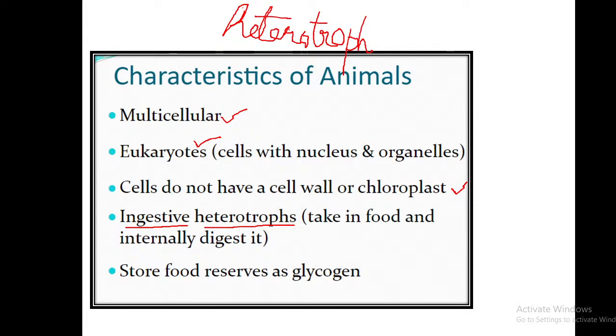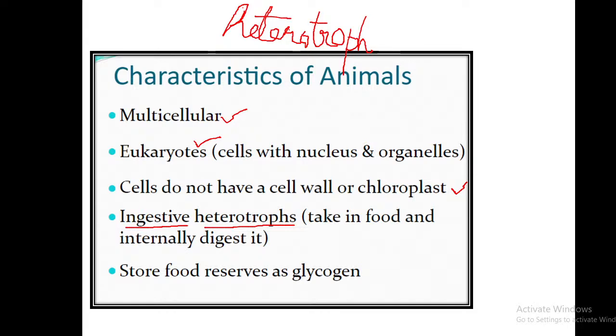നോട്ട് ഓൺലി പ്ലാന്റ്സ് കേട്ടോ. Not only plants. Heterotrophs are those organisms which depend on plants and animals for food. Plants-നെയും animals-നെയും depend ചെയ്യുന്നതാണ്. Depends on the plants and animals for their food. They are called heterotrophs. അപ്പോൾ animals-ന്റെ അടുത്ത character എന്താണ്?